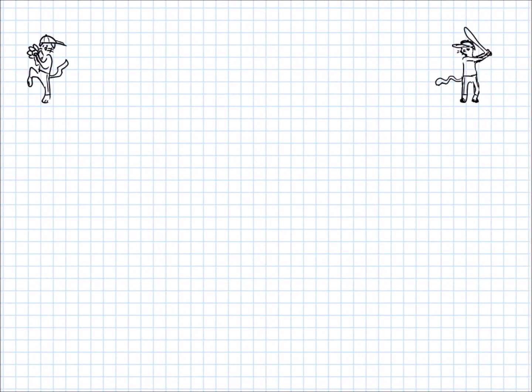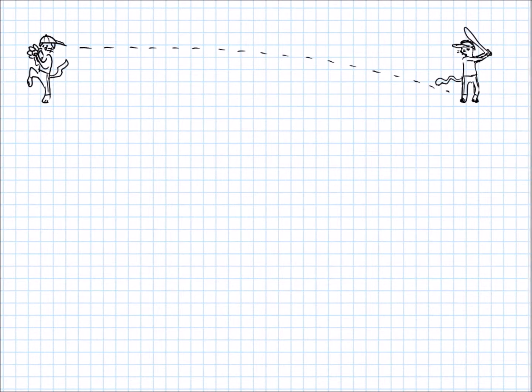Alright, here we have a problem in which a pitcher throws a ball at a batter, and the ball will do something like this. Something like that, maybe not that low, but it will fall a little bit, right? And we want to figure out how much it's going to fall.